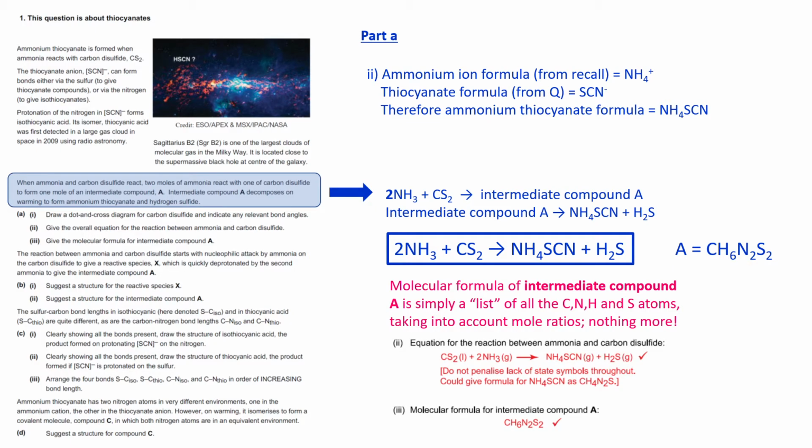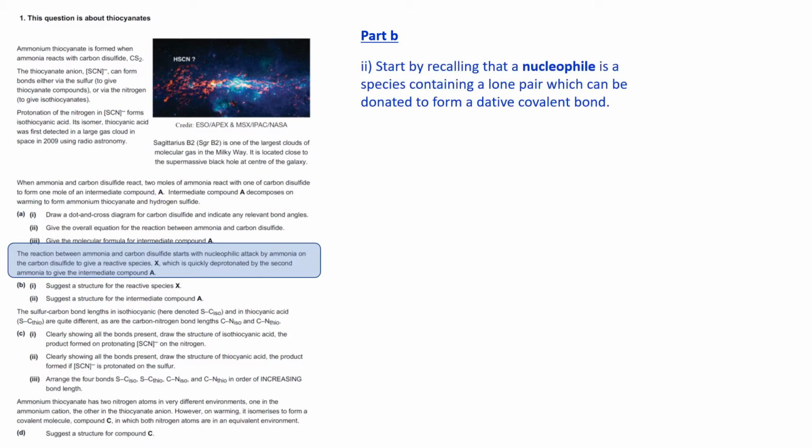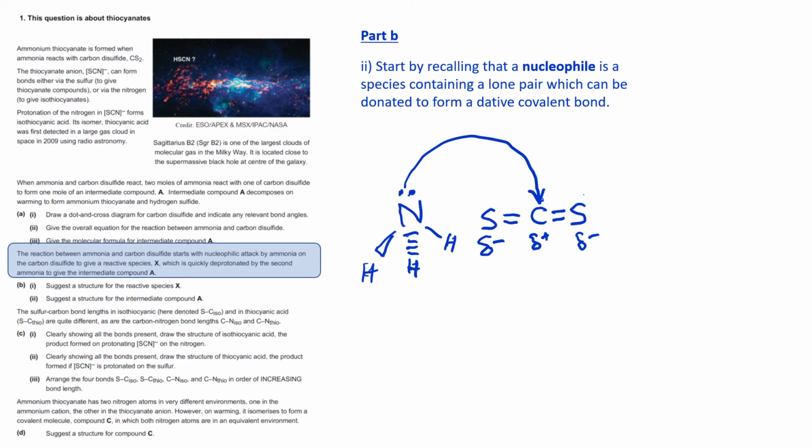And there you can see the mark scheme matches what we've done. So going down to the next part, part B, again some information is provided for you. Recall that a nucleophile is a species containing a lone pair which can be donated to form a dative covalent bond. It's obvious that the nitrogen in ammonia is going to have the lone pair here, so ammonia is behaving as a nucleophile.